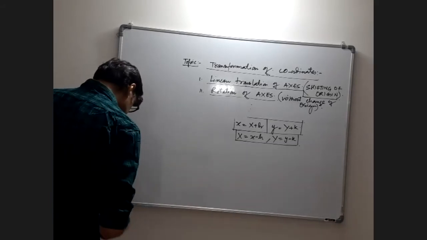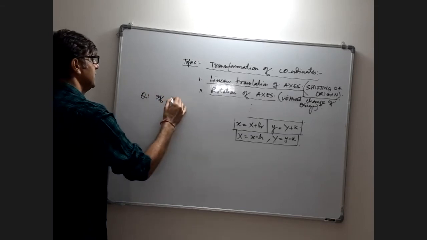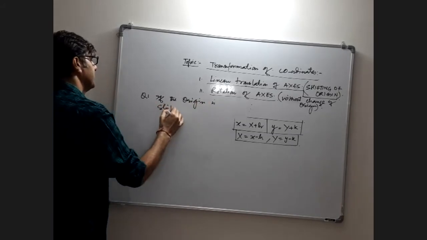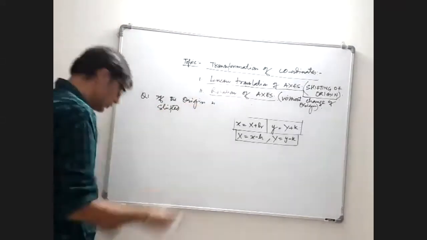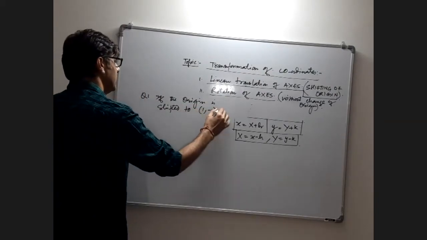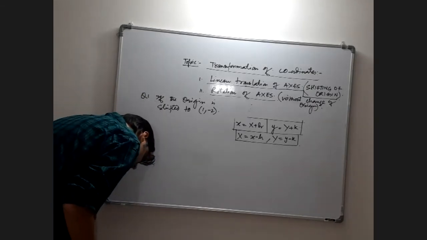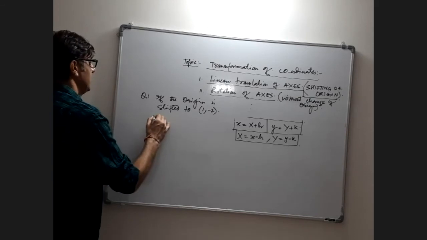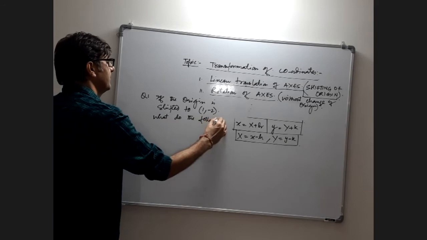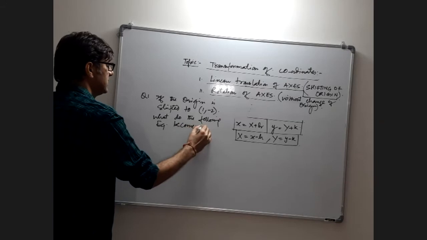You see, the question is: if the origin is shifted, of course, from 0, 0 to the point 1, comma minus 2, without rotation of the axis, what do the following equations become? I'm just giving you the equations.